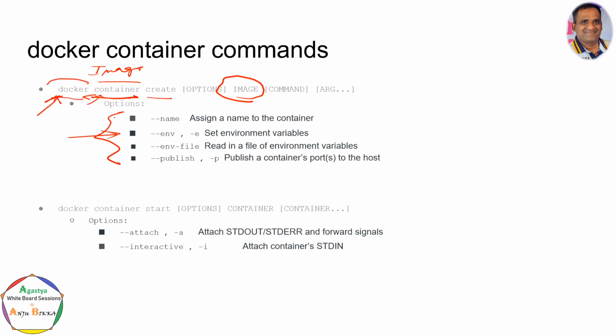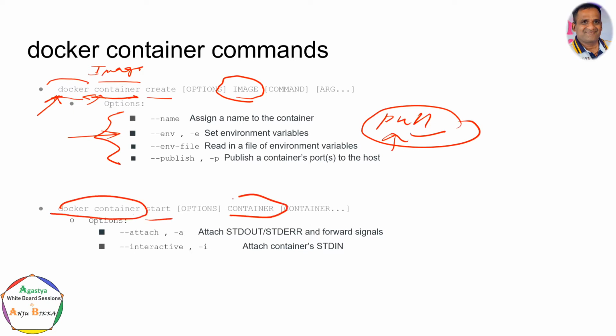Once the container is created, while creating, it pulls the image if the image is not available locally. Then once the image is pulled, it creates the container, but it is not going to start that container. Then you have to start it in this fashion: Docker container start, followed by the container ID or container name. Then a few options, attach and interactive mode.